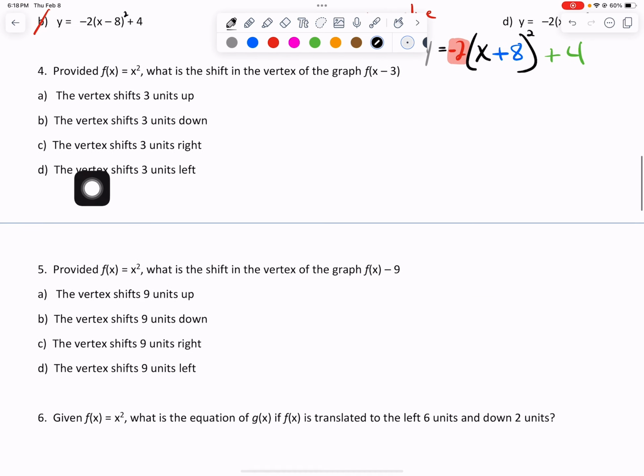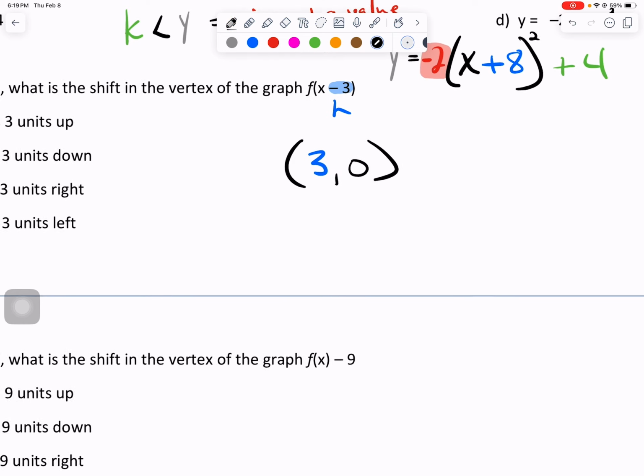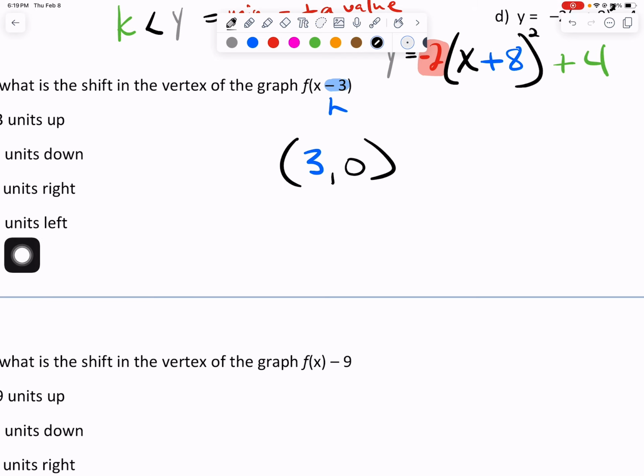And moving forward to number 4, provided f of x equals x squared, what is the shift in the vertex of the graph f of x -3? Well, let's just take a look, guys, okay? If we were to actually just write this as a pair of coordinates here, our x -3, well, what's inside of the parentheses is always our h value. And what do we know about that when we put it into parentheses? Yes, we do need to flip that from a -3 to a +3. And we can just put 3, 0, because where's it actually going to shift? Well, it's actually shifting to the right.